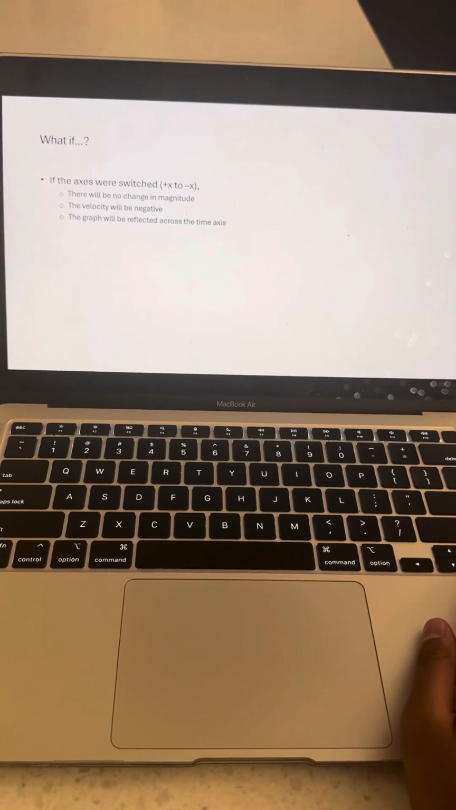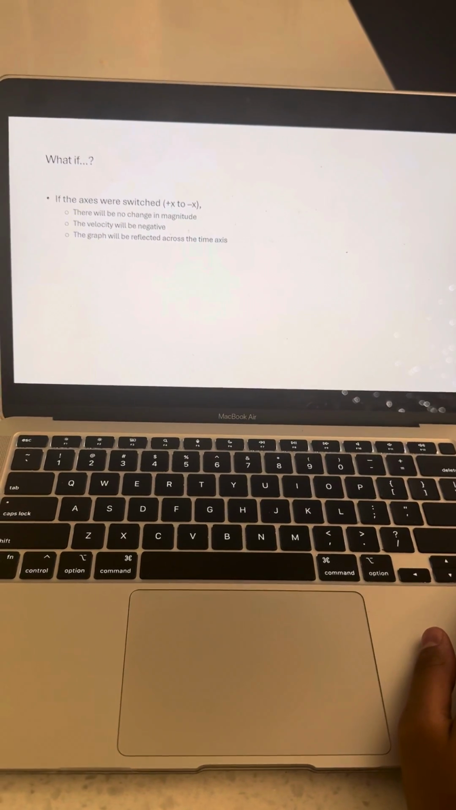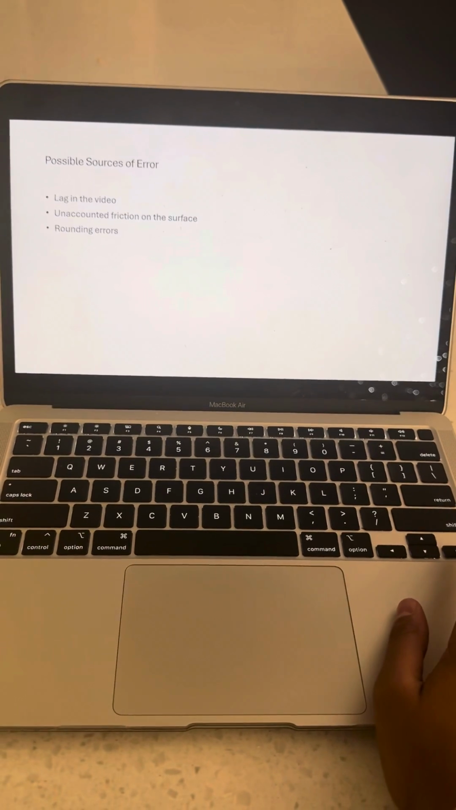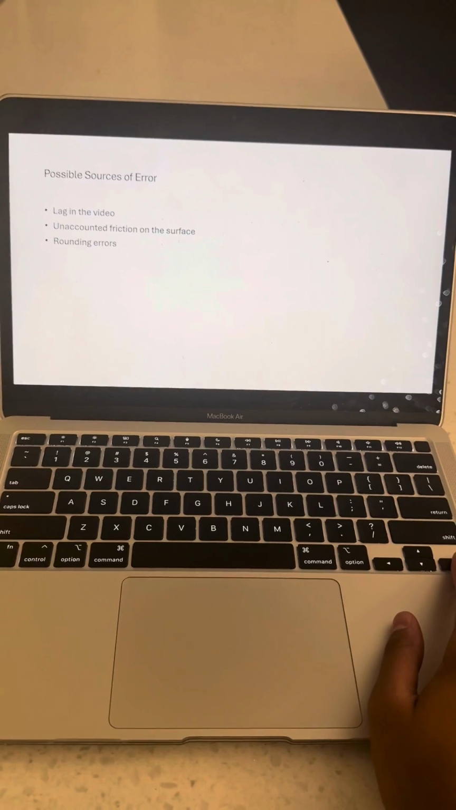Now, what if the axes were switched from positive x to negative x? There will be no change in magnitude, the velocity will be negative, and the graph will be reflected across the time axis. Now, the possible sources of error are the lag in the video, unaccounted friction on the surface, and rounding errors. Thank you.